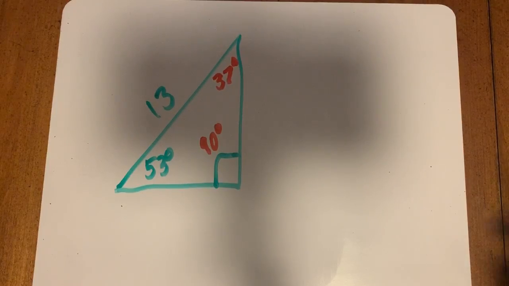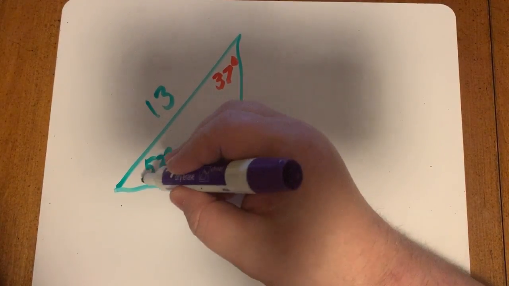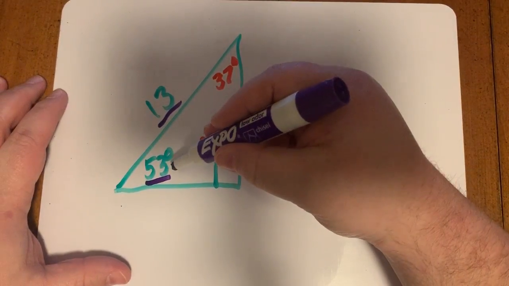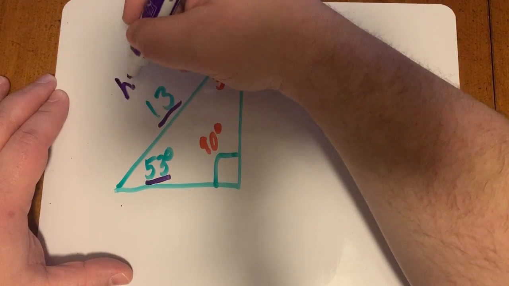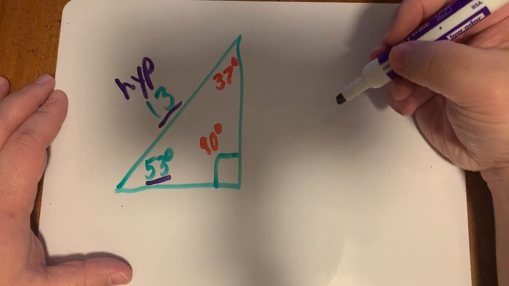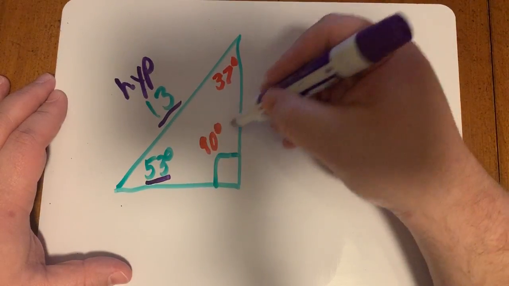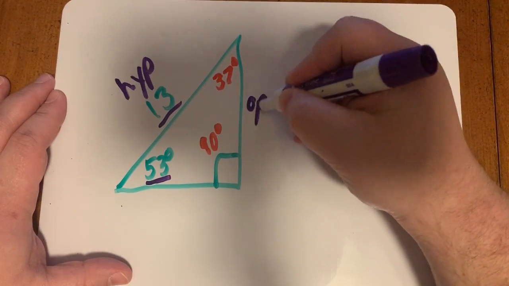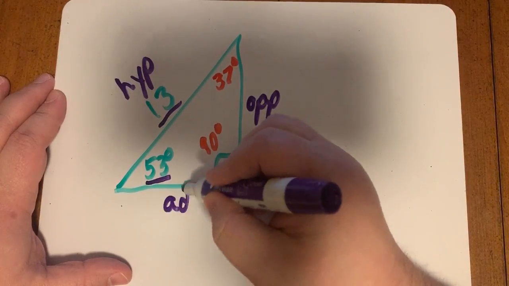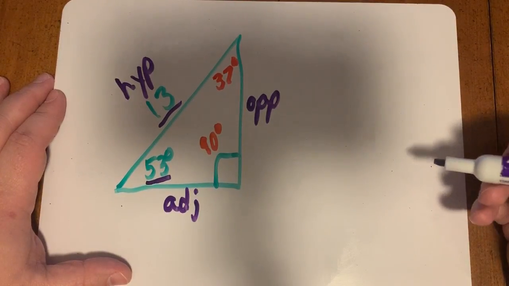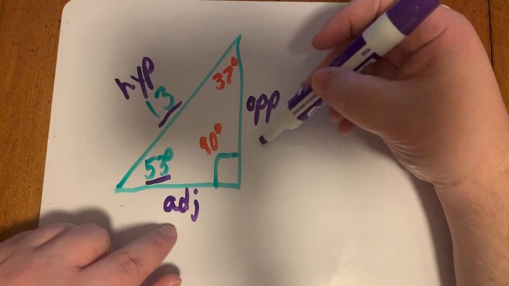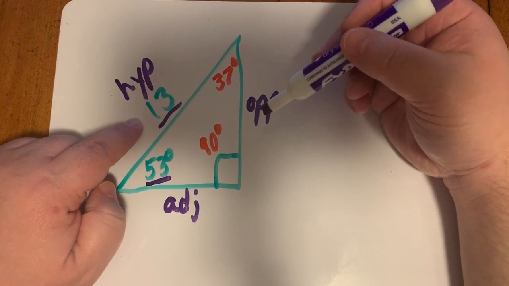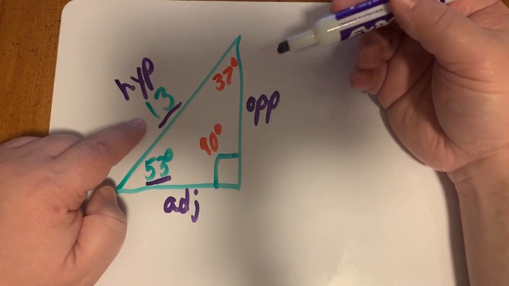Now, if I'm going to use trig, I like to use what we're given. The two things we were given are the 53 and the 13. With respect to that 53 degrees, that 13 is the hypotenuse. And we're missing these two legs. With respect to the 53 degrees, this leg is the opposite, this leg is the adjacent. So we're going to use trig to find the opposite and the adjacent, but all we know is the hypotenuse. So we need to think back to which two trig functions use the hypotenuse.